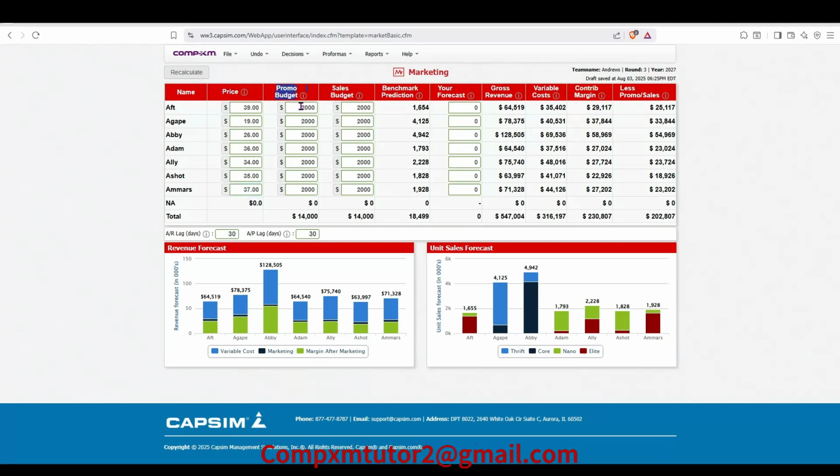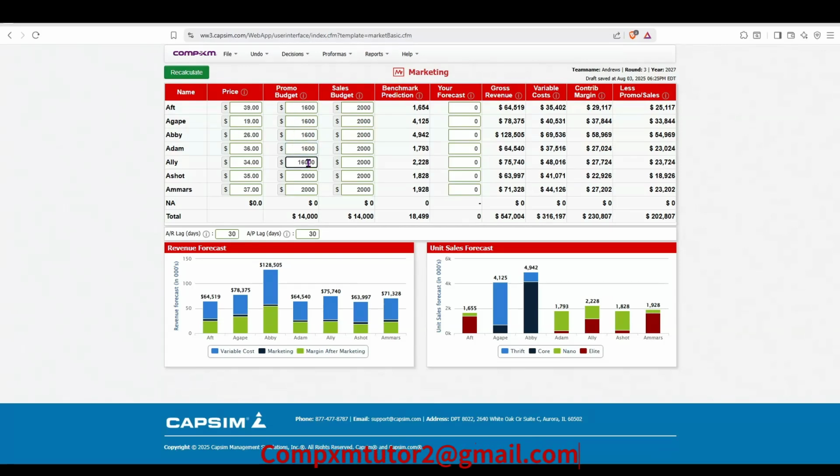Promo budget, I'm just reducing it to around 1,600 for all our products, which will still give us a good coverage for the customer accessibility. Remember, the promo budget normally helps us to increase customer accessibility in the simulation. So I'll just reduce it to 1,600 for all our products.